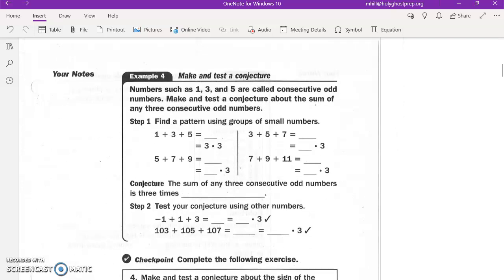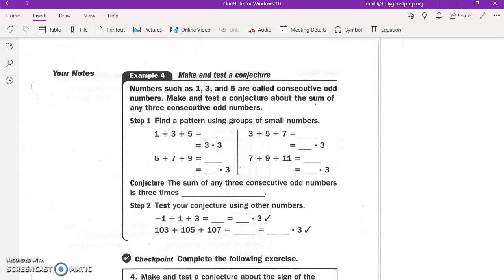All right, moving on to example number 4, making and testing a conjecture. The numbers 1, 3, and 5 are called consecutive odd numbers. Make and test a conjecture about the sum of any 3 consecutive odd numbers. So 1 plus 3 plus 5. 1 plus 3 is 4, 4 plus 5 is 9.